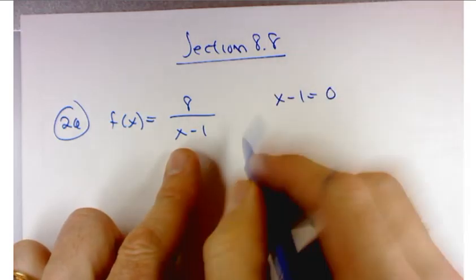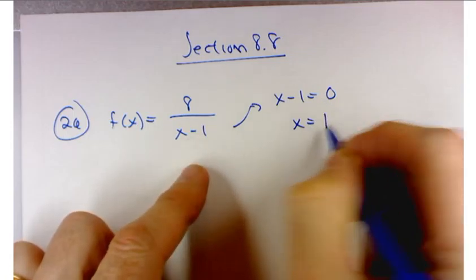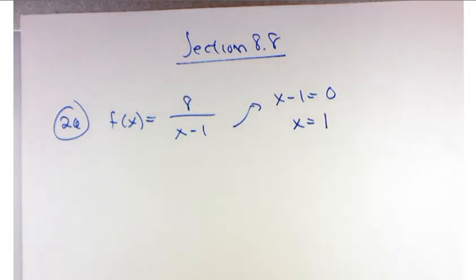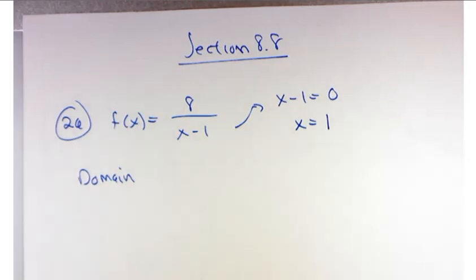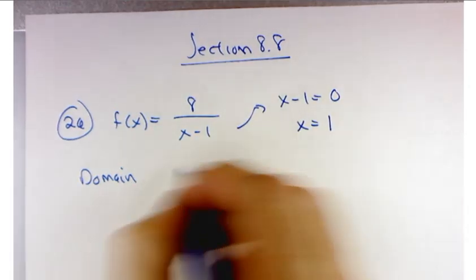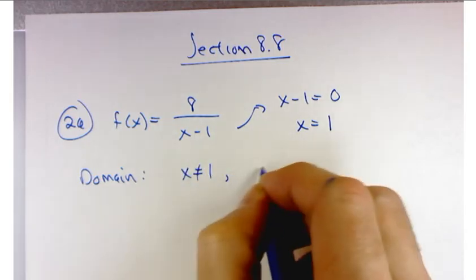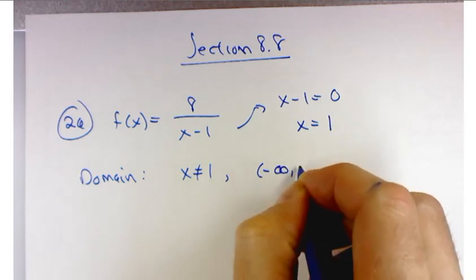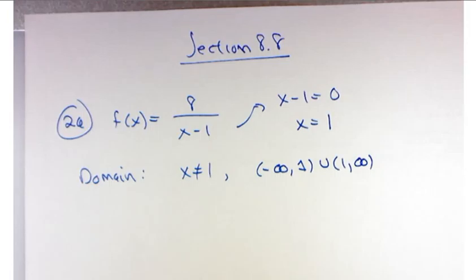Well, I can't let the denominator equal 0, so where does that happen? Well, when x equals 1. So x equal 1 is what I don't want in terms of my function. So the domain of this function, which is the set of x values that you can put into the function, is everything except 1. So you could write it as x not equal to 1, or you can write it as negative infinity to 1, union 1 to infinity. And if you notice, I was using parentheses around the 1, so I'm not including 1 itself.